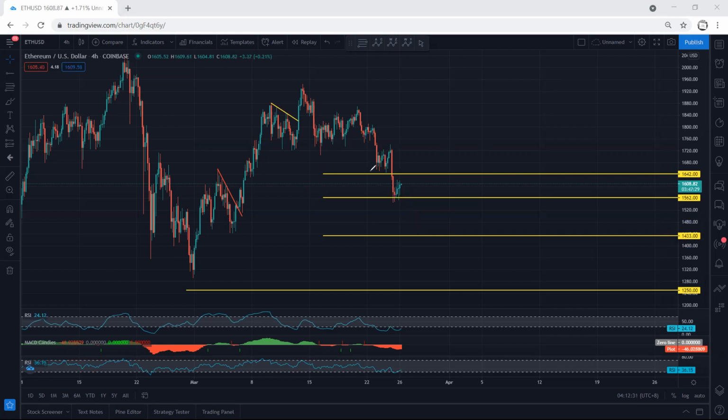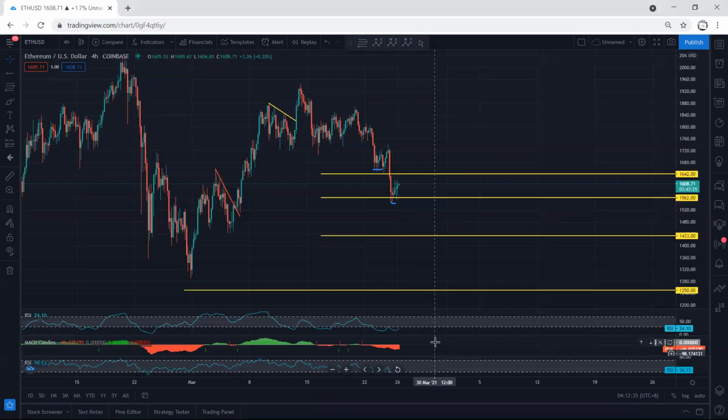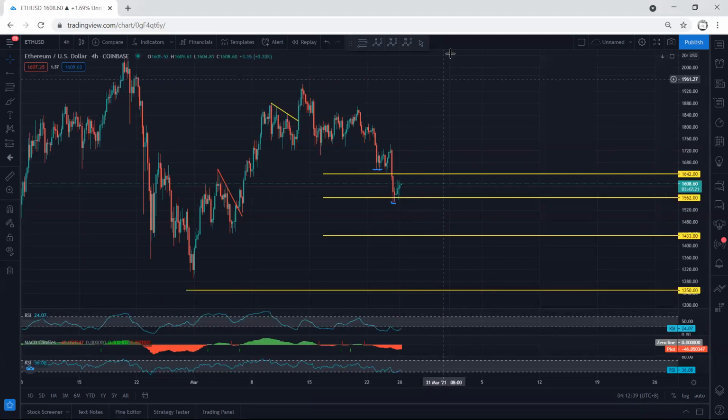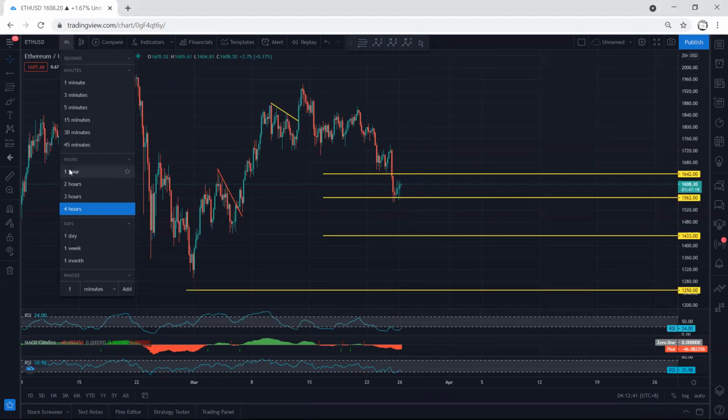Okay, and now if we put this one in relative to this, we want to see what we have based on the indicators. MACD doesn't show us anything, and here we have a divergence, but we don't need to rely on that. Okay, now we want to see how we can trade based on 1 hour chart.